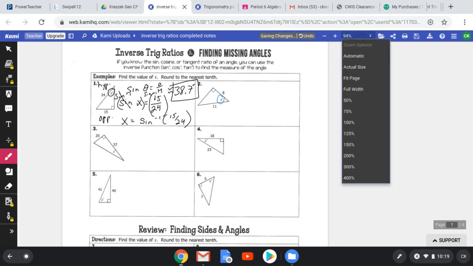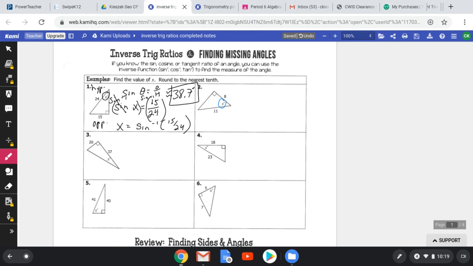What's the relationship between 8 and the x? Oh, that's the adjacent side. What's 11? Oh, that's the hypotenuse. What trig function deals with adjacent and hypotenuse? Cosine. So cosine of the angle x equals adjacent over hypotenuse. Since x is the angle I'm trying to find, I take the inverse of both sides. So I would have x equals cosine to the minus 1 of 8 over 11.